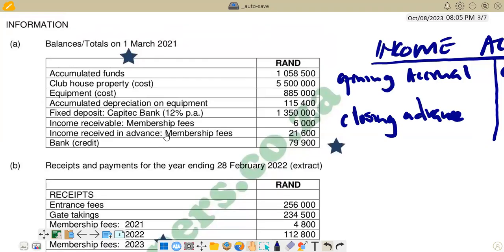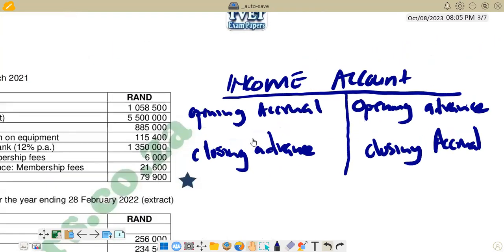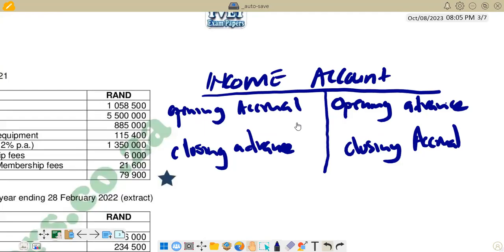So you should know where to place receivable and in advance balances at the beginning when it's an income account. Remember, the treatment is different when you are looking at an expense account. In this income account, the opening accrual, at the beginning of the year, should be on the debit side, and the accrual at the end on the credit side. The opposite is true for advance: opening advance on the credit side, and closing advance on the debit side.